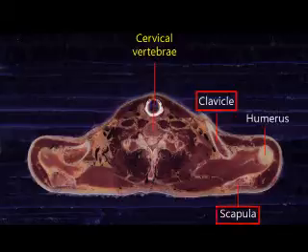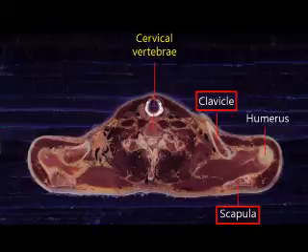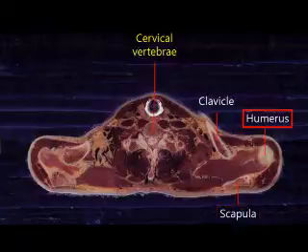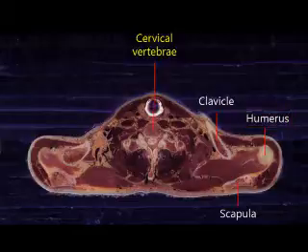The clavicle and scapula connect the torso bones and arm bones. You can easily touch your own clavicle and scapula. The scapula meets the humerus at the shoulder joint. And on this sectioned image, you can see the upper end of the humerus.